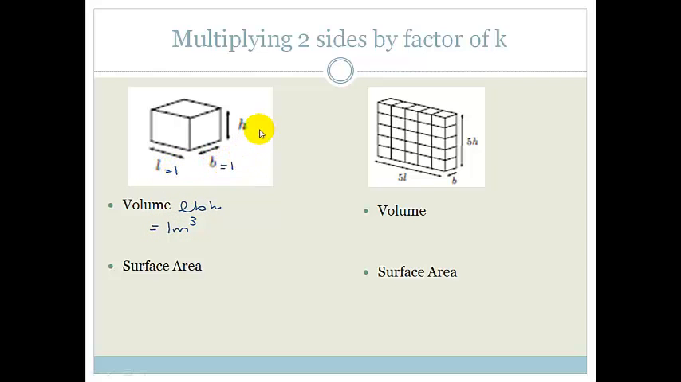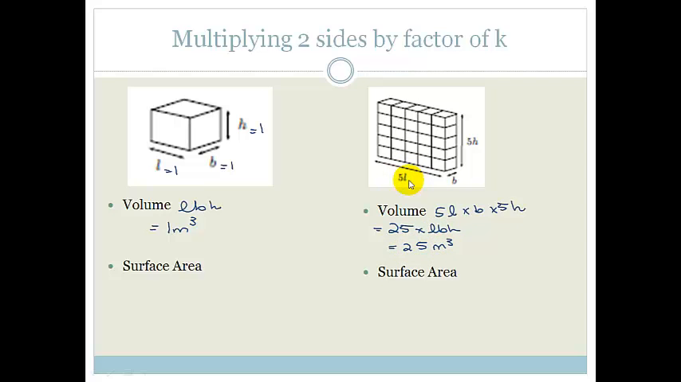And I'm doing that, again, just so we can get to grips with it. Whereas, yeah, the volume is going to be 5L times B times 5H, which becomes 25 times LBH, which is equal to 25 cubic meters.